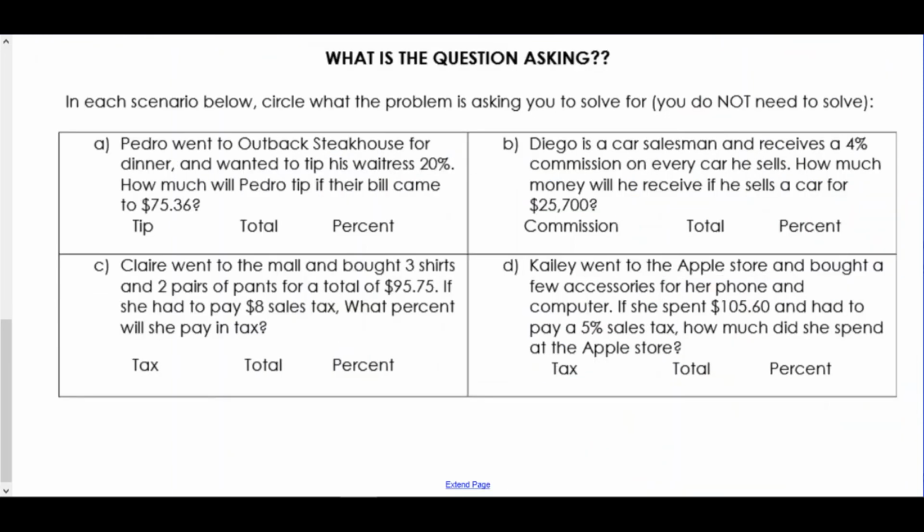Now with these 4 questions, the only thing I want to address is what is the question asking. So in each scenario, we're going to circle what the problem is asking you to solve. We're not actually solving the question at all. We're just trying to decide what the question is actually looking for. That is the most important part of this.